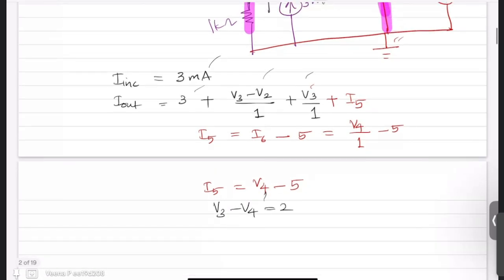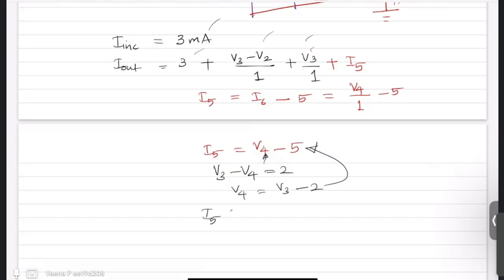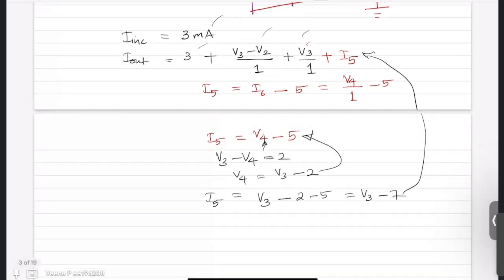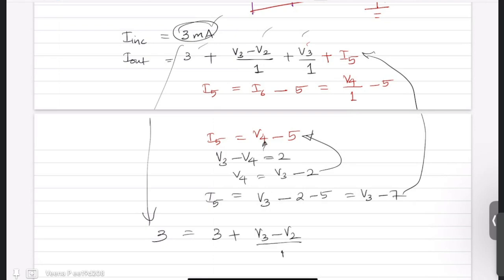So I can replace this V4. V4 is V3 minus 2. So I can replace it here. Your I5 is nothing but V3 minus 2 minus 5, or V3 minus 7. So you got this value. I can replace it there and fill in the KCL. So 3 milliampere is equal to 3 plus V3 minus V2 by 1 plus V3 by 1 plus V3 minus 7.